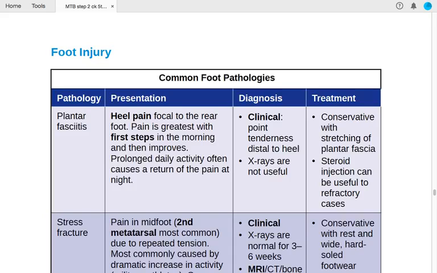Now from the diagnosis point of view, clinically you have to look for point tenderness distal to the heel, right? X-rays are not useful in this case, especially in fasciitis. For the treatment option, conservative management with stretching of the plantar fascia. A steroid injection can be useful in refractory cases. If it's a refractory or recurrent case, we can go for a steroid injection.